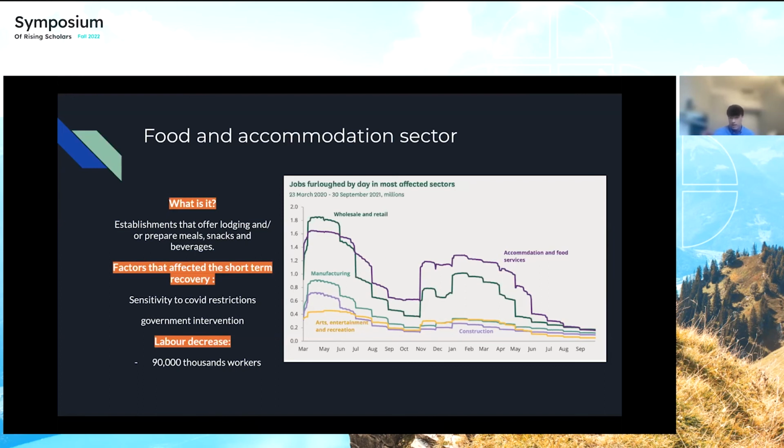However, as time passed and the threat of COVID started to decrease, the number of jobs furloughed nearly went to zero. Even though the food and accommodation sector was one of the biggest users of the furlough scheme, it presented an astonishing decrease in the number of jobs lost. Specifically, 90,000 workers lost their jobs during this period, which is a big amount, but not as big compared to the whole labor force, which was 2.4 million.